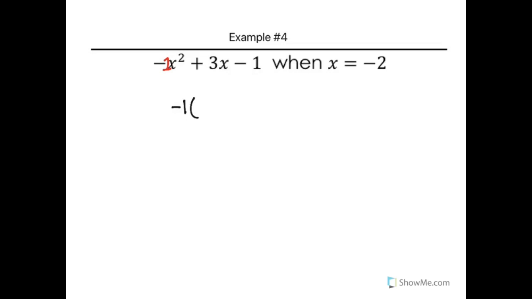So I have negative 1, parentheses, I'm going to put in my negative 2, and the square, as I mentioned in a previous lesson, always goes outside of the parentheses. Any exponent always goes outside of the parentheses. So I have negative 1, parentheses, negative 2 squared, plus 3, parentheses, negative 2, minus 1. Okay, so it's very important to always keep both the negative that's already there, so that negative 1, and also the negative that is now a part of the number that you are plugging in.